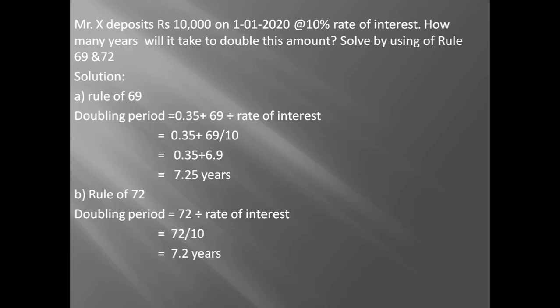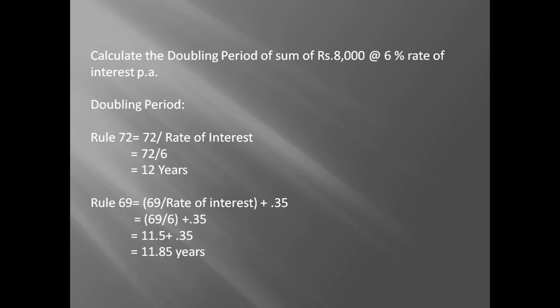Now, we will apply the rule of 72 for calculating the doubling period. So, doubling period is equal to 72 divided by rate of interest. So, 72 divided by 10 is equal to 7.2 years. Okay. So, I hope you understood how to solve this sum. Now, we will move to the next sum.